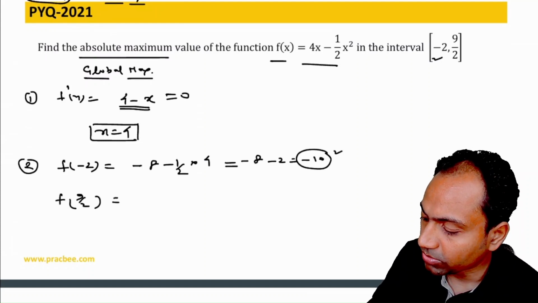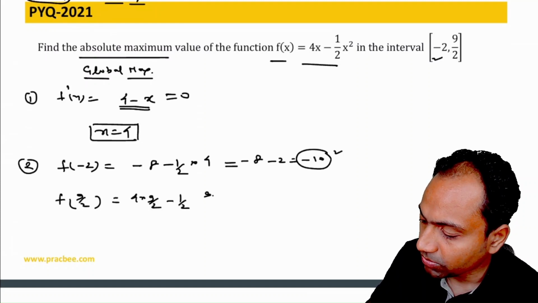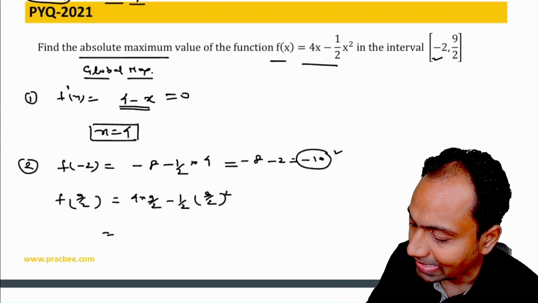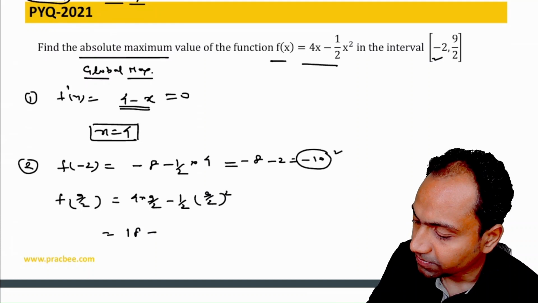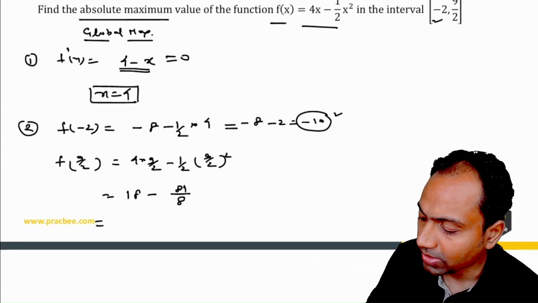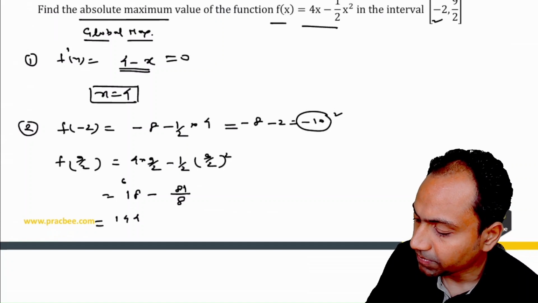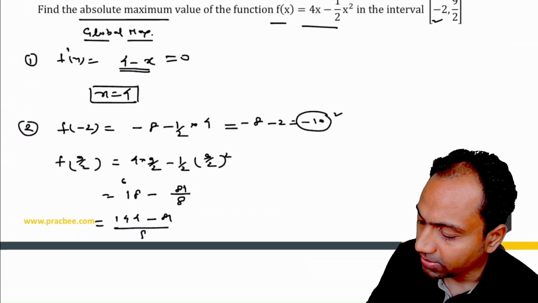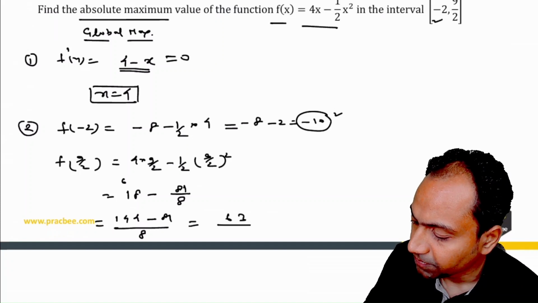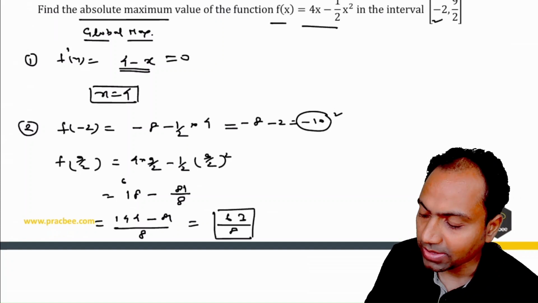So if I put 9 by 2, this becomes 4 into 9 by 2 minus 1 by 2 into 9 by 2 whole square. And if I simplify, it comes out to be 18 minus 81 by 4 into 2, that is 8. And if I simplify, it is 8 into 8, 64, 6, 8 times 1 plus 6, 14, minus 81 by 8. And if I further simplify, this is 63 by 8. This is the value that we are getting at 9 by 2.